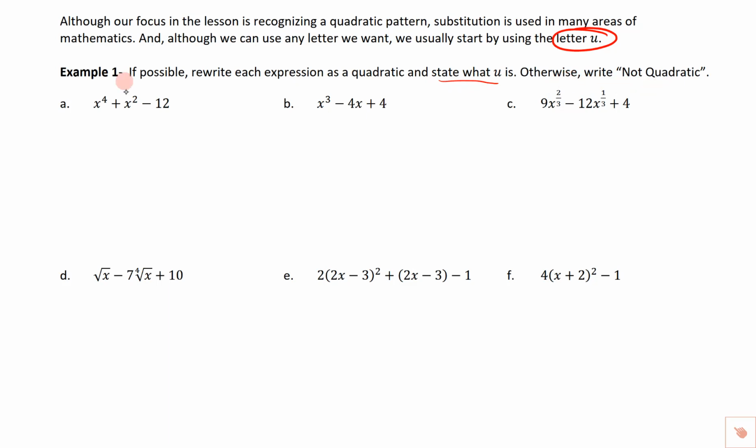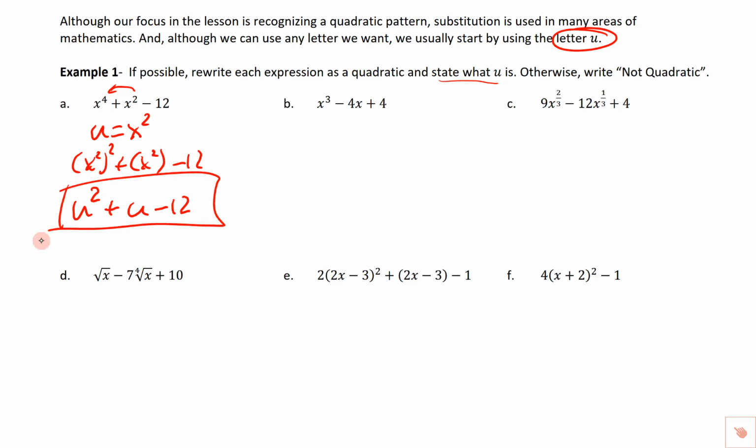So on this one, again, we recognize that if I double that exponent, I get x to the fourth. So we're going to state what u is. u is x squared. So if I need to, I can rewrite this as x squared squared plus x squared minus 12. And then I can just replace the x squared with a u. So this is going to be u squared plus u minus 12, and we're done right there. That's it. That's all we have to do.